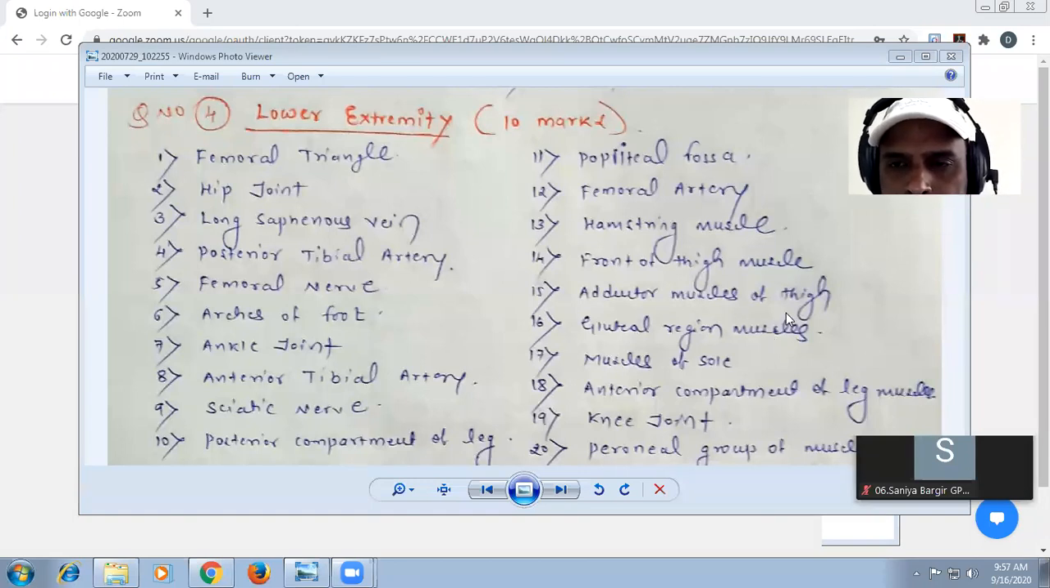Adductor muscles of the thigh. In this you have to know the adductor longus, brevis, and magnus. Almost all these you have to write for the adductor muscles of the thigh. Then comes the front of the thigh muscles. In the front of the thigh muscles you have to know the sartorius, vastus medialis, vastus lateralis, vastus intermedius, rectus femoris, pectineus, and iliacus. All of them form the front of the thigh muscles. So these origin and insertion you have to know. Then hamstring muscle, the back of thigh muscle, we call hamstring.